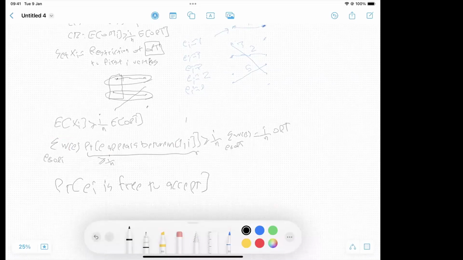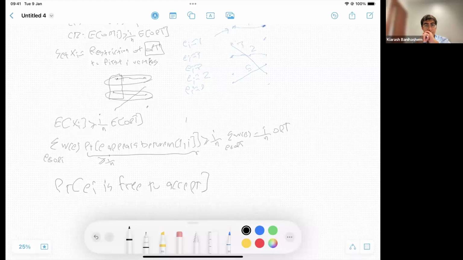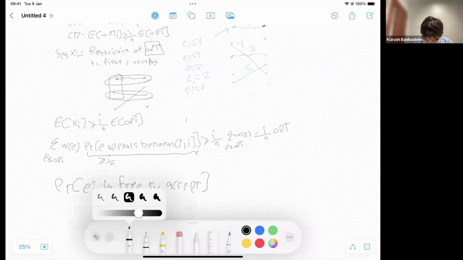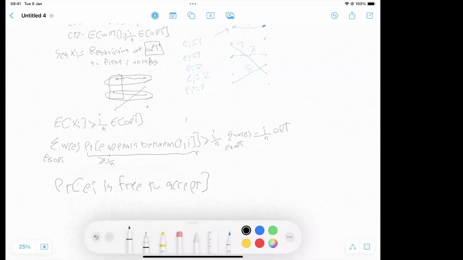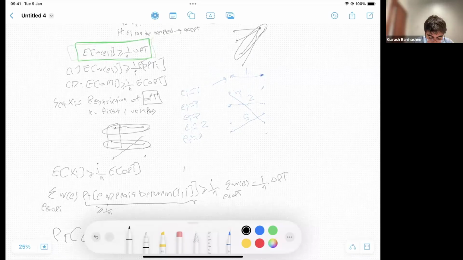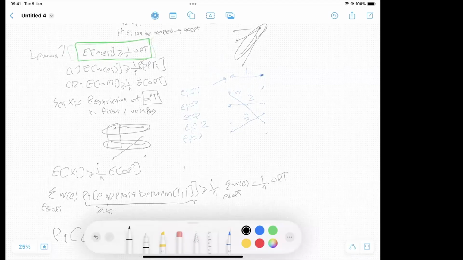Sorry, just one thing. Did we use that E of opt_i is greater than 1 over n times E of opt? I think we have used that one, correct? For which one? E of opt_i is greater than or equal to, okay, from claims 1 and 2, essentially you got that. Yeah, exactly. So let's call this lemma 1. Lemma 1 follows from claim 1 and claim 2. Yeah. Okay.